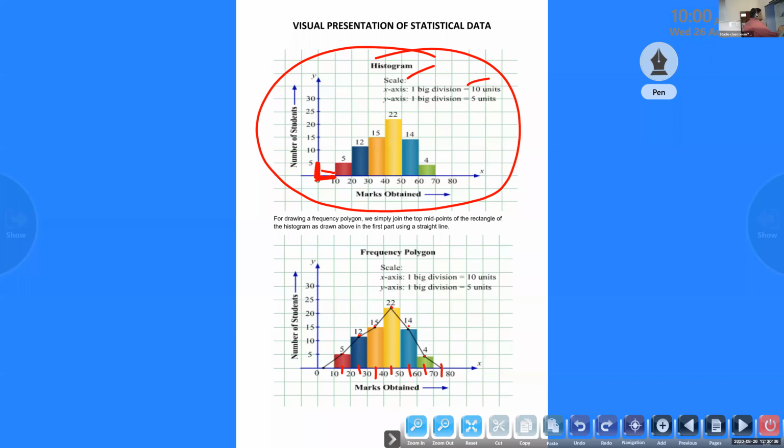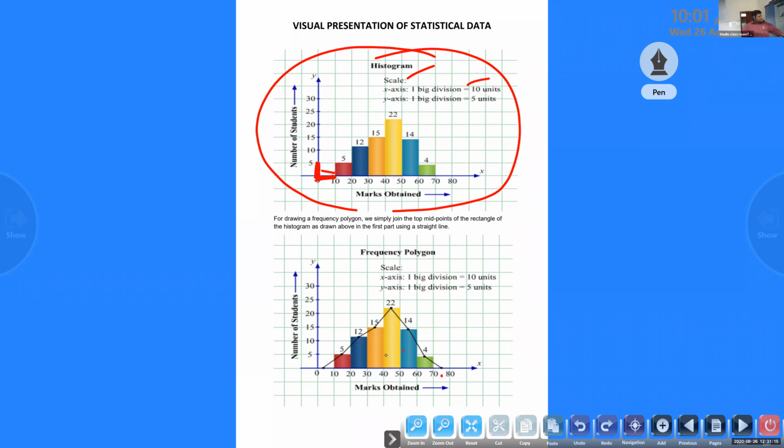In the case of frequency polygon, we want to connect all these midpoints with the use of a scale, so straight lines are there. We want to understand that from the first midpoint to the baseline, we want to use dotted lines to join. The first rectangle's midpoint to the baseline, we want to use dotted lines, and the last rectangle's midpoint to the baseline also we want to use dotted lines. Keep that in your mind. So it's called a frequency polygon.